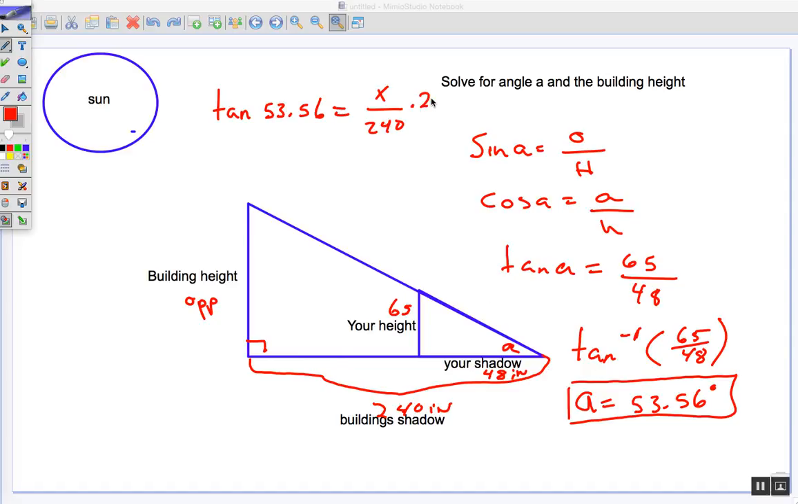So I'm going to multiply both sides by 240, and then type that into my calculator. So 240 times tangent of 53.56. And that gives us 325 inches, which is 27 feet. I was just curious to see how many feet tall the building was. Okay, so that's how you would go about solving this type of problem.